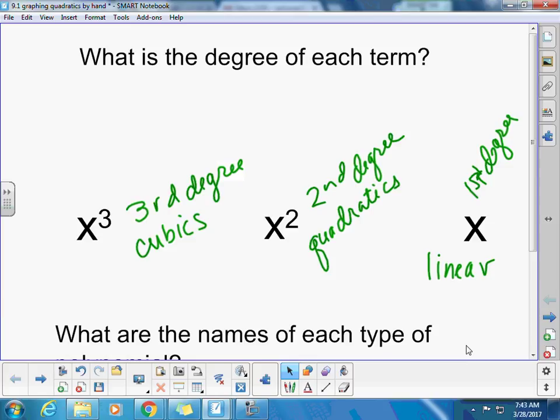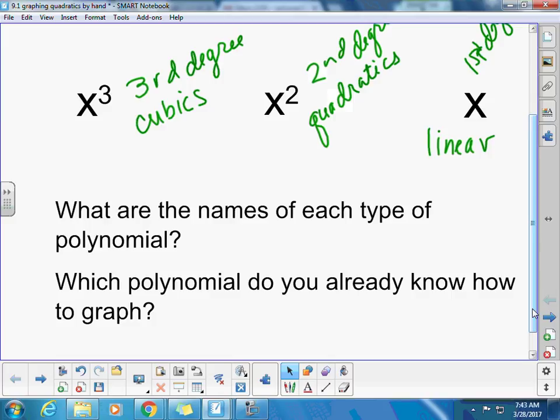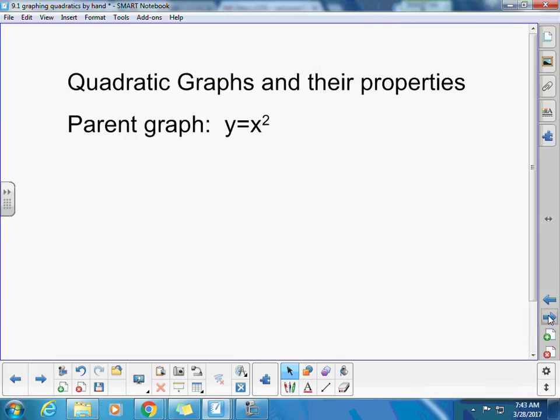So what are the names of each type of polynomial? There we go. What polynomial do you already know how to graph? I hope you said linear. Remember, y equals mx plus b is the basic equation for a linear function, where b is the y-intercept and m is the slope. Now we're going to talk about quadratic graphs and how to do them. The parent graph is y equals x squared, just like when you have a linear parent graph, it's just y equals x.